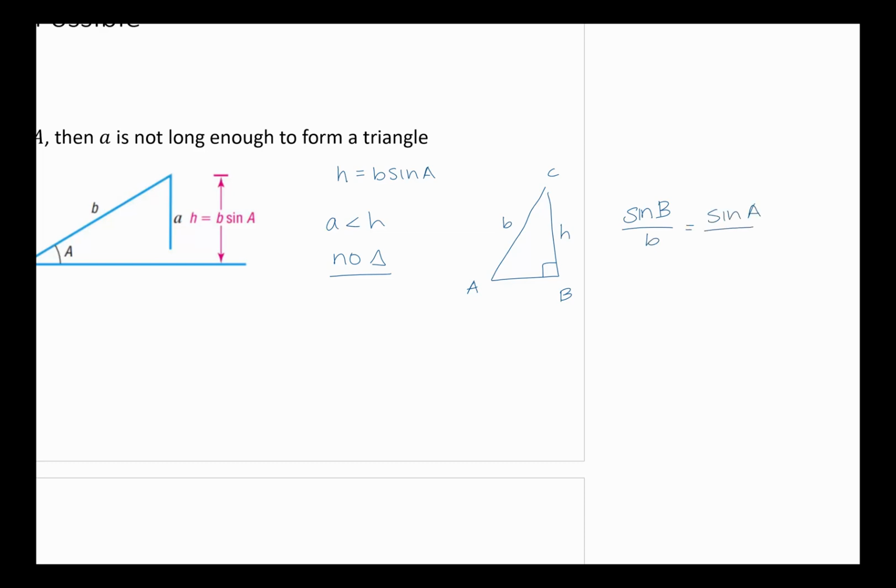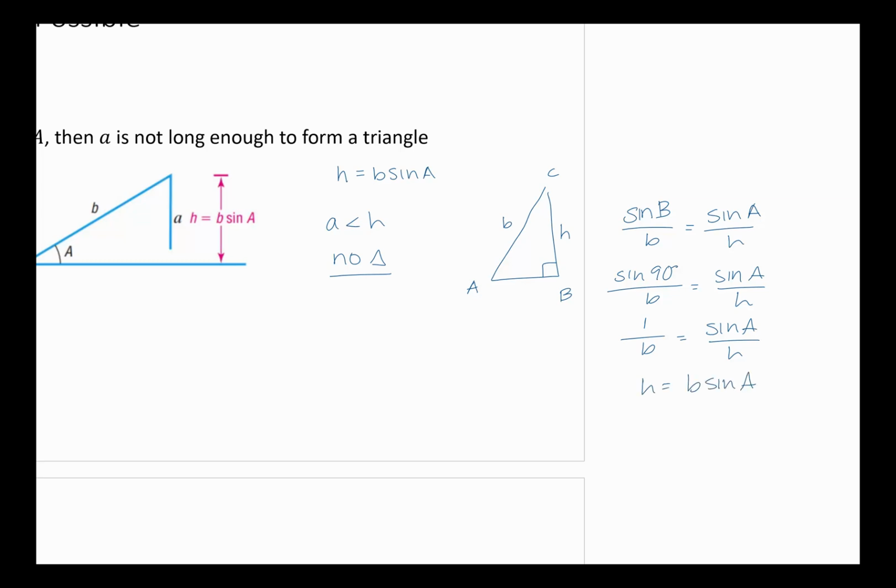Sine of A over H, because across from A is H. So we know that the sine of B is 1, because the sine of 90 is 1. So I'll write that down. Sine of 90 over B equals the sine of A over H. So this is 1 over B equals sine of A over H. I cross multiply, and I get the same thing.